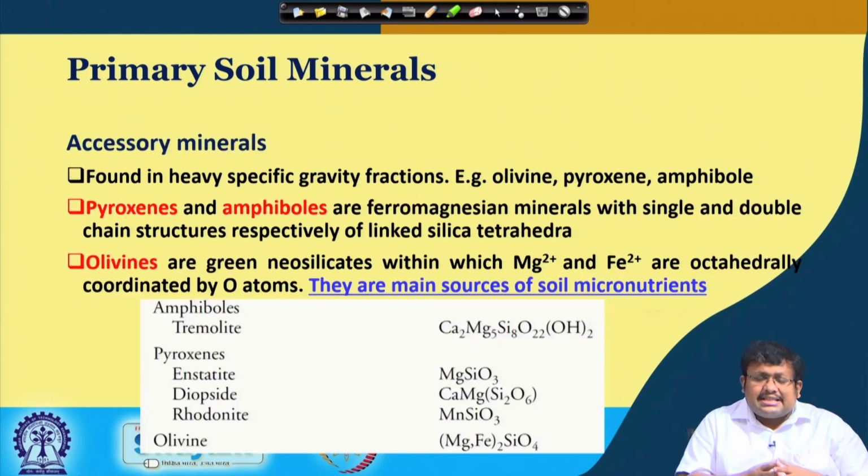Now, there are some other accessory minerals also which are found in heavy specific gravity fractions. Some examples are olivine, pyroxenes and amphiboles. You can see that pyroxenes and amphiboles are ferromagnesian minerals, that means they contain iron and magnesium, with single and double chain structure respectively of linked silica tetrahedra. So, they represent the inosilicates, which show the single or double chain of tetrahedra.